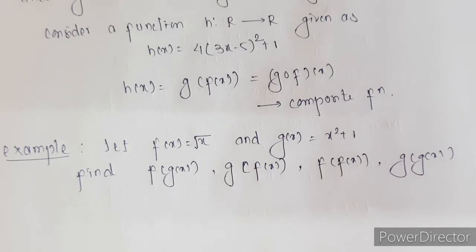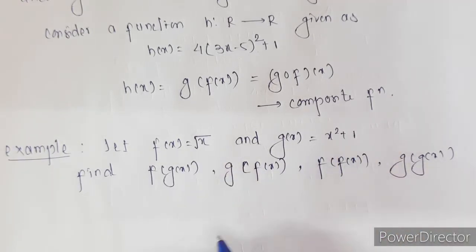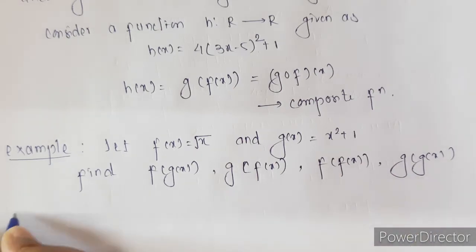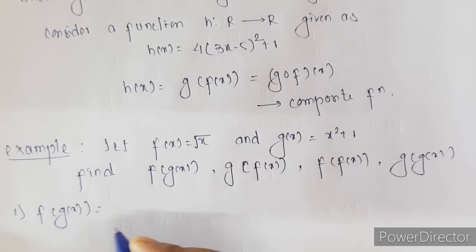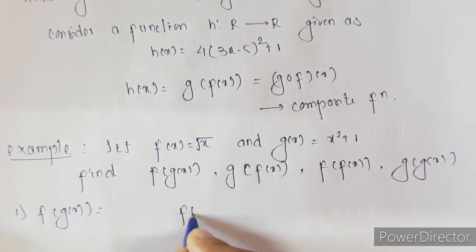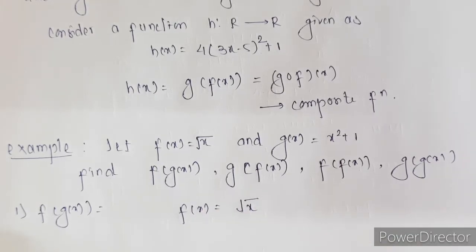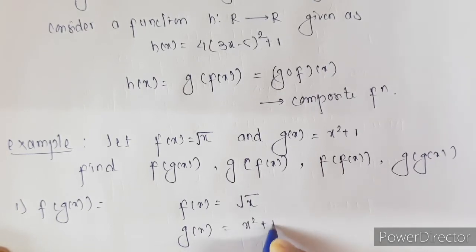Let's look at this example. Let f of x be root x and g of x be x square plus 1. We need to find f of g of x, g of f of x, f of f of x, and g of g of x. So let's start with the first one, which is f of g of x. What is f of x given? We have f of x as root of x, right? And g of x is given as x square plus 1.